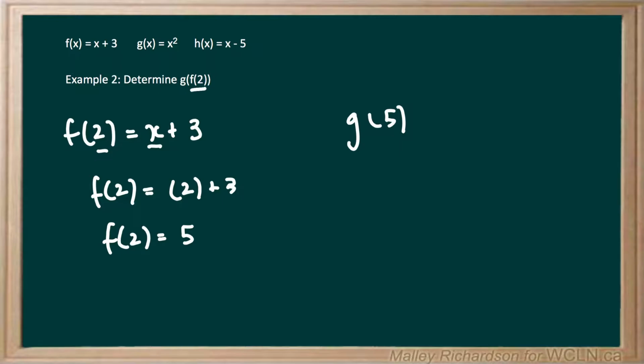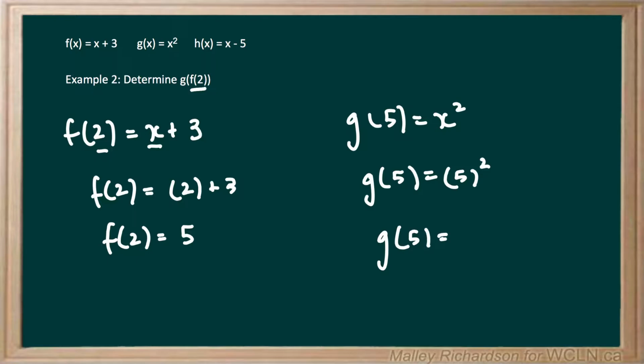We know that g of x is x squared, so we have g of 5 equals x squared, and wherever we see an x, we want to replace it with the value of 5. So g of 5 equals 5 squared. And of course, 5 squared is 5 times 5, which gives us a value of 25. So g of 5 equals 25, which means g of f of 2 also equals 25.